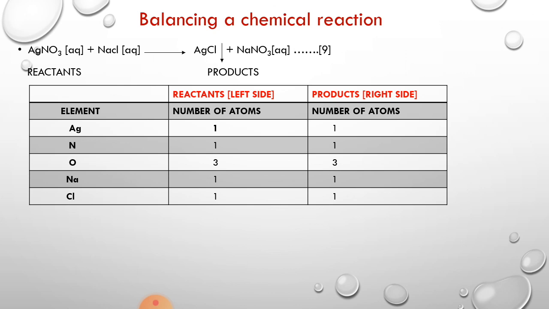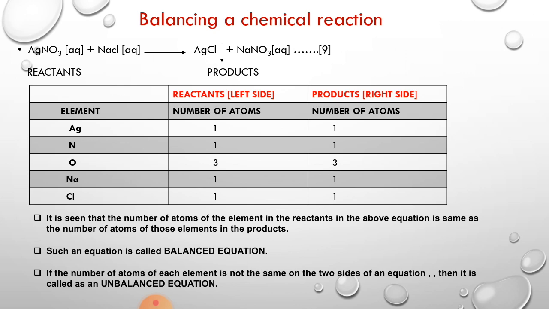Now let's see Na. On the reactant side it has 1 atom, and on the product side also it has 1 atom. It is also balanced. Now the last compound, that is Cl, chlorine. On the reactant side it has 1 atom, and on the product side also it has 1 atom. That means the numbers are equal, and this reaction is a balanced reaction.